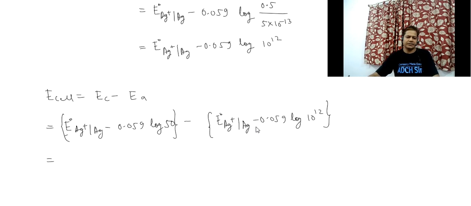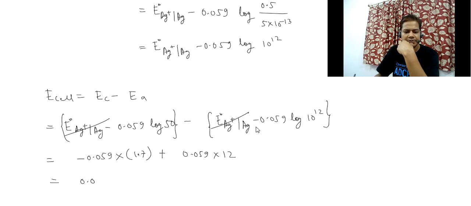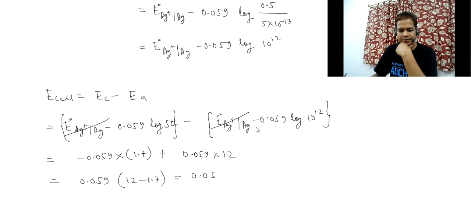If we simplify this expression, the E naught terms will get cancelled out. Minus 0.059 log 50 will be 1.7, log 10 plus log 5, and plus 0.059 into log 10 to the power 12 is 0.059 into 12. So final answer becomes 0.059 into 12 minus 1.7. 12 minus 1.7 will be 10.3. 0.059 into 10.3 volts. This is our final answer.